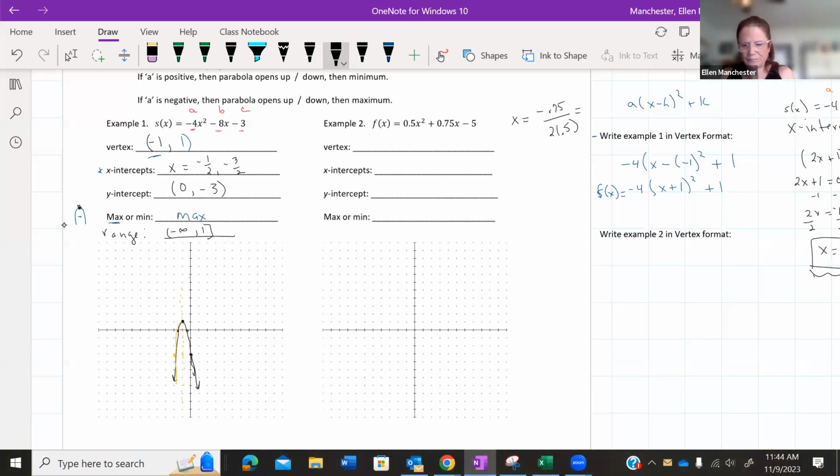-0.75 divided by 2 times 0.5. Which is -0.75. So there's my x value. And now I've got to find the y value. So the y value is, I plug it all back in to my original function.